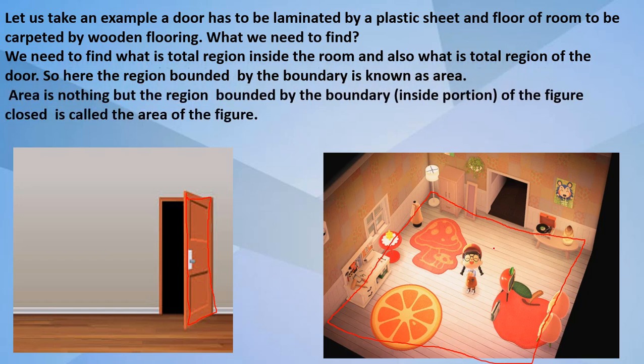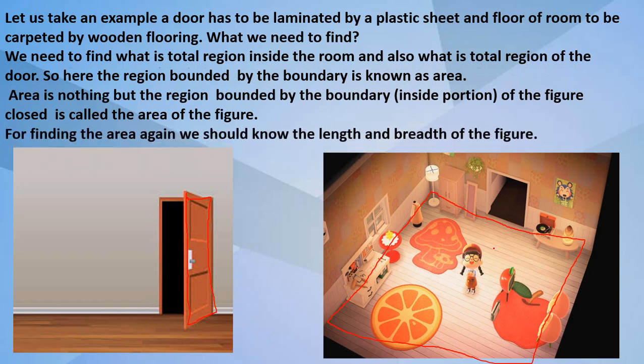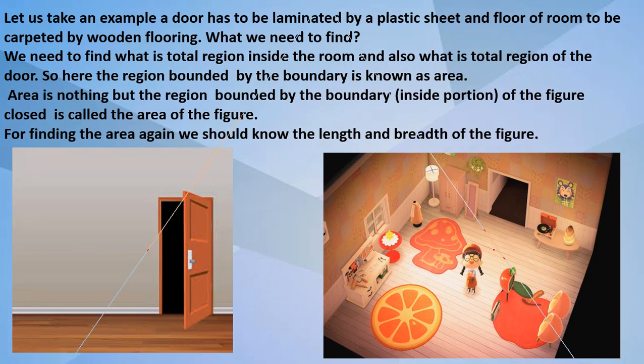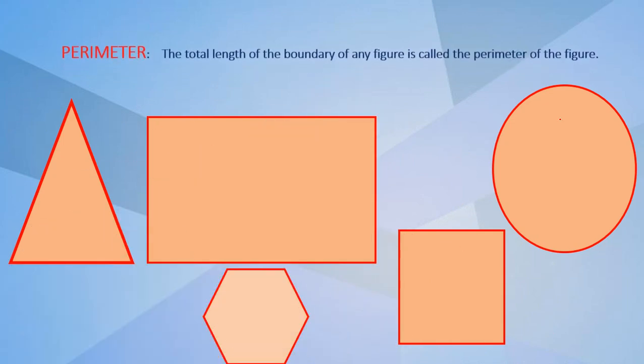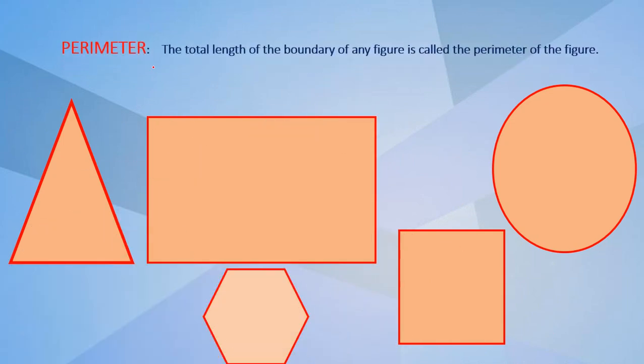So area is nothing but the region bounded by the boundary, that is, the inside portion of the figure or of the closed figure is called the area of the figure. For finding the area, again we should know the length and the breadth of the figure. So consider these examples. We are talking about the perimeter. The total length of the boundary of any figure is the perimeter. Now here, the total length of the boundary is the sum of all sides.